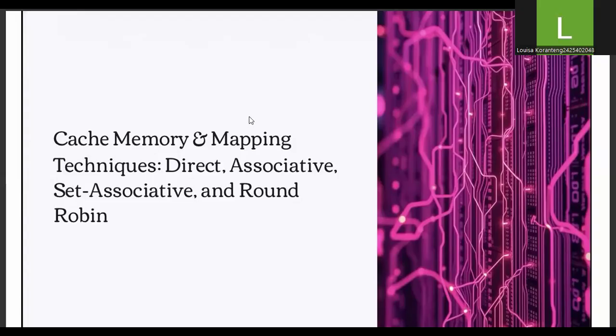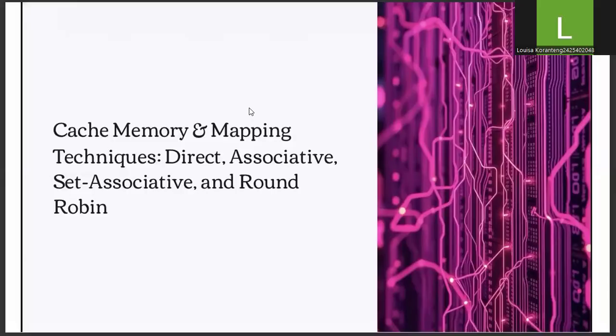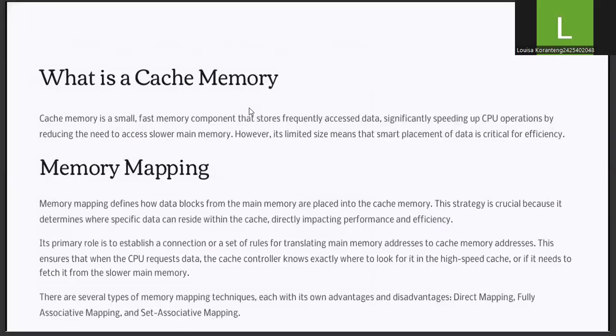Before we begin, let's discuss what a cache memory is. A cache memory is a small, fast memory component that stores frequently accessed data, significantly speeding up CPU operations by reducing the need to access slower main memory. However, because it is limited in size, we need smart strategies to decide what goes into the cache, and this is where memory mapping comes in.